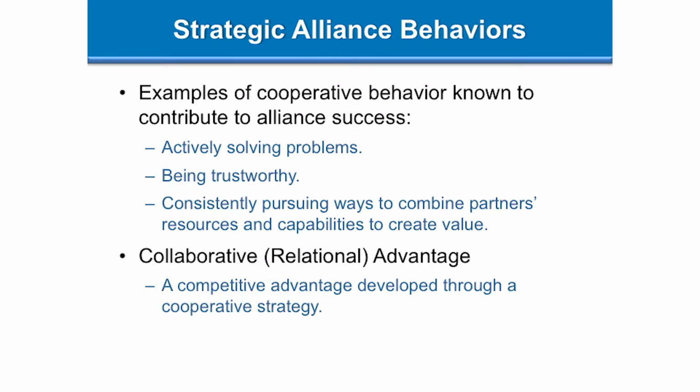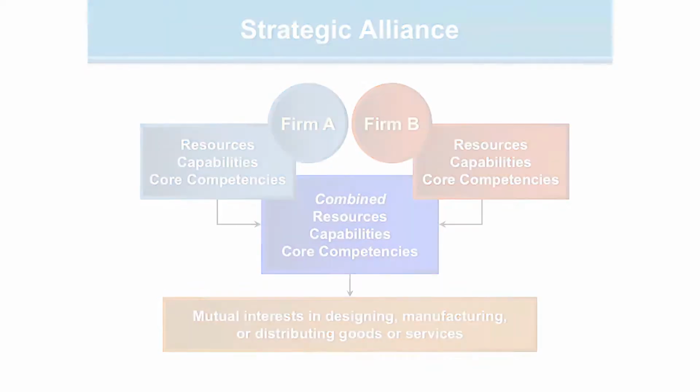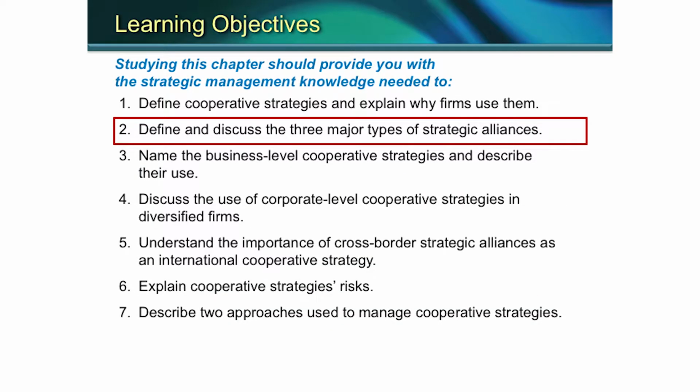One important thing in strategic alliances is that this strategy requires cooperative behavior from all partners, such as active and positive behavior to solve problems together, being trustworthy to each other, and consistently pursuing ways to combine resources and capabilities so that they achieve collaborative advantages, as we mentioned. The figure shows the basic concept of strategic alliance between two partners and its shared goal. Now we discuss three major types of strategic alliances.